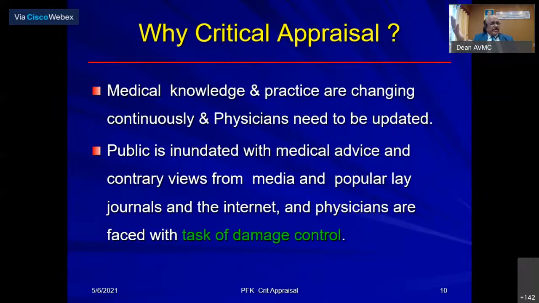You remember one South American country started a COVID drink free to all, compulsory to colleges and schools. That was quite misleading. Sometimes we know about the controversy about chloroquine. So it is the physician's duty to educate the public about these things; that is the task of damage control.